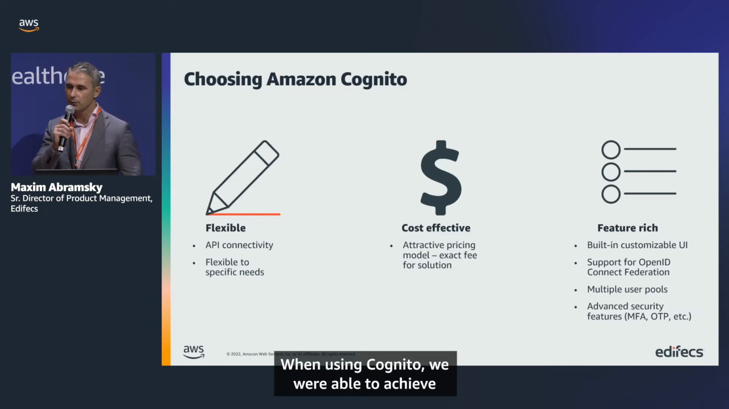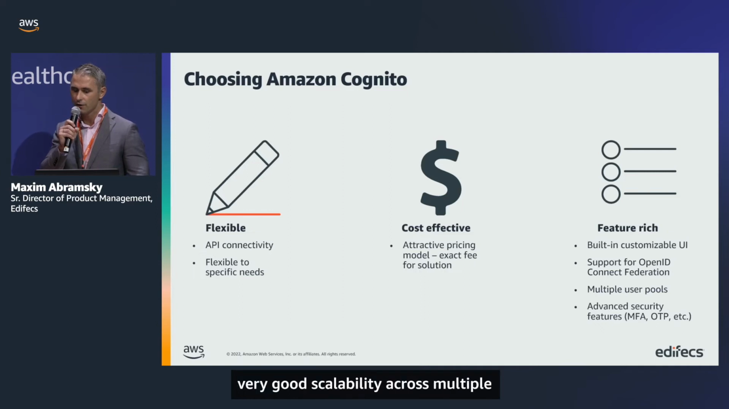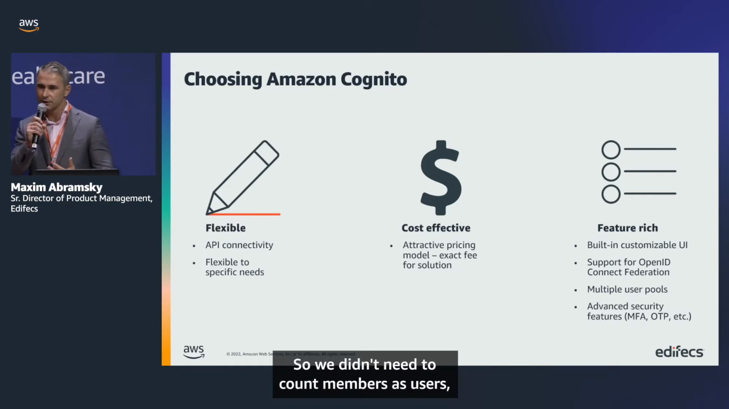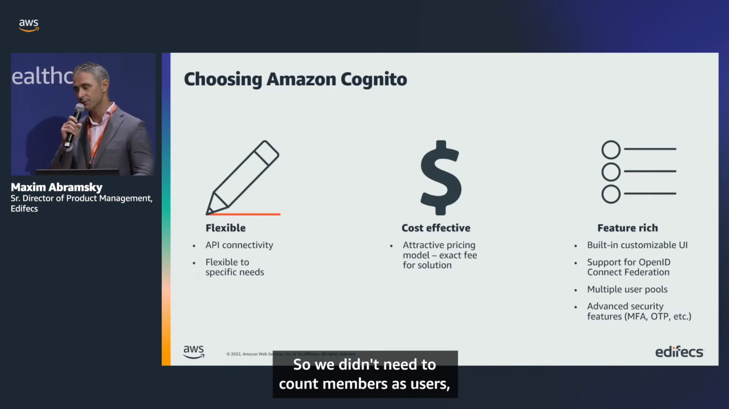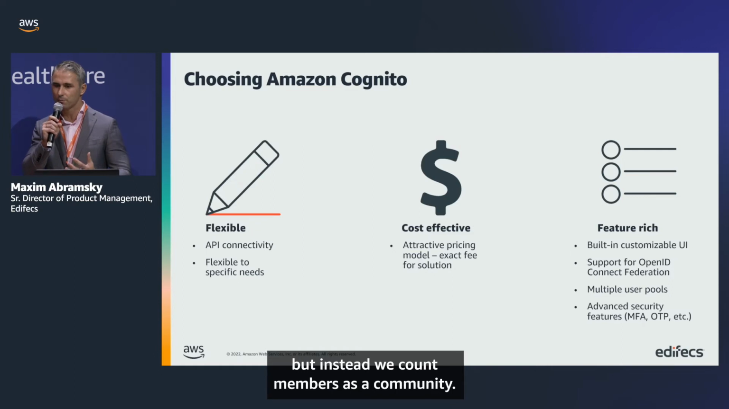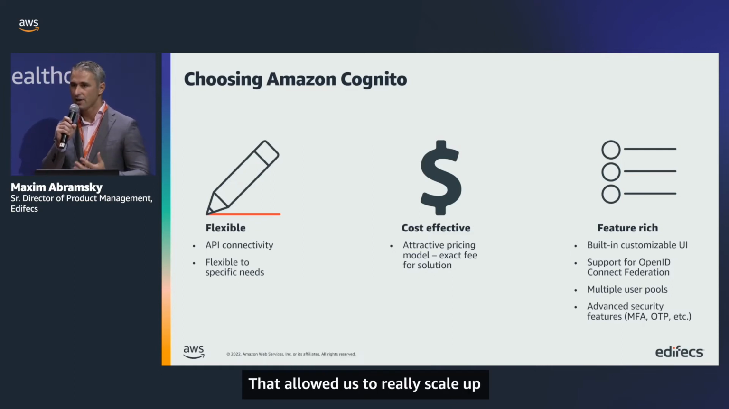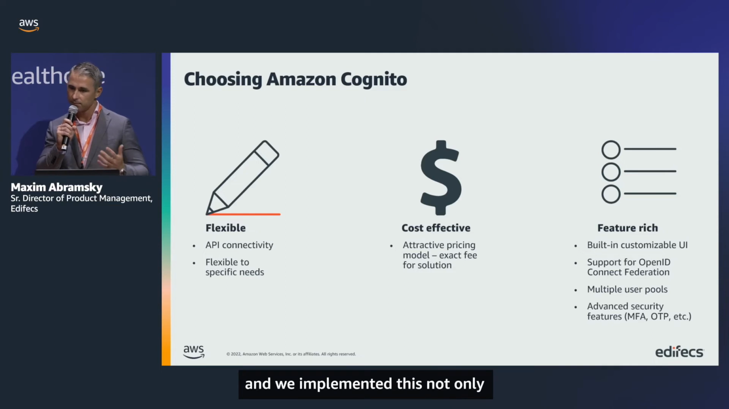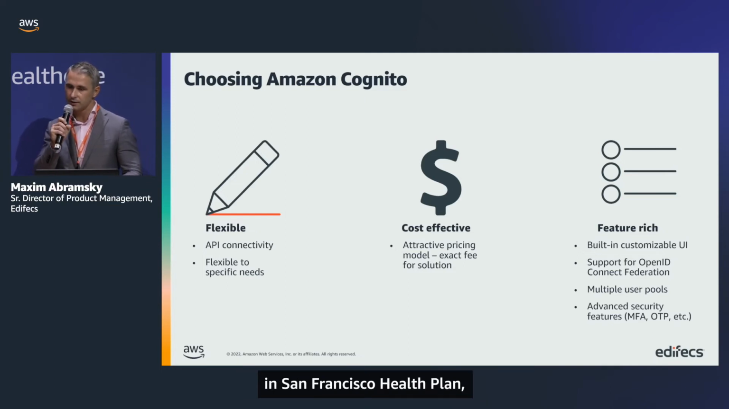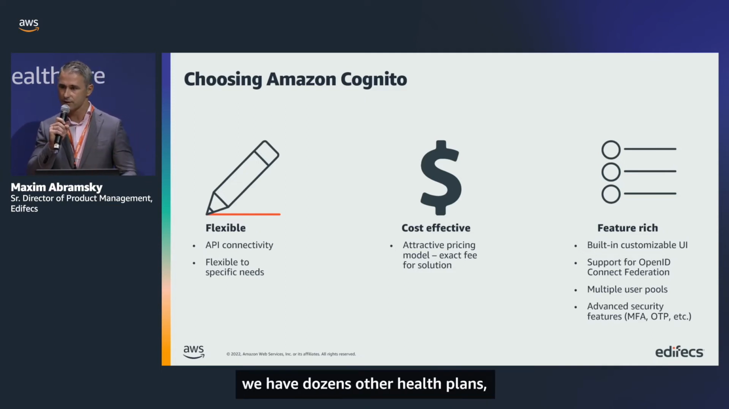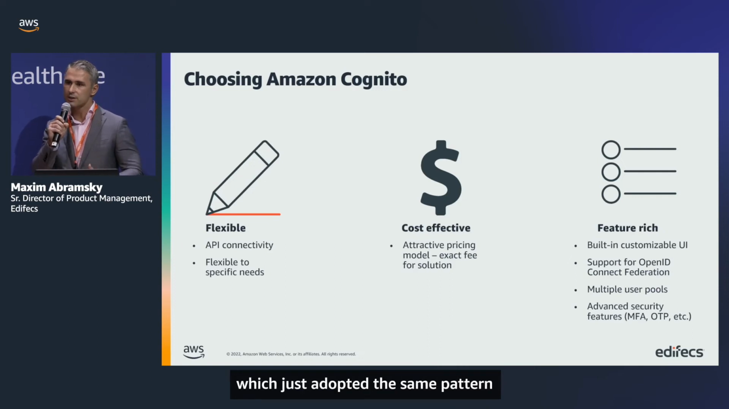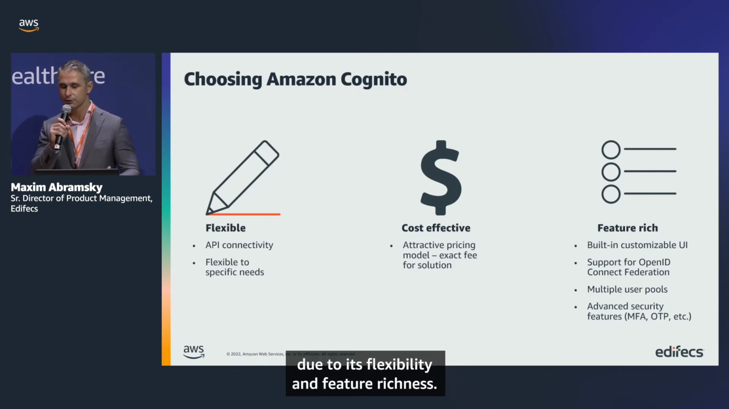When using Cognito, we were able to achieve very good scalability across multiple what they call user pools. So we didn't need to count members as users, but instead we count members as a community. That allowed us to really scale up, and we implemented this not only in San Francisco Health Plan. We have dozens of other health plans which just adopted the same pattern due to its flexibility and feature richness.